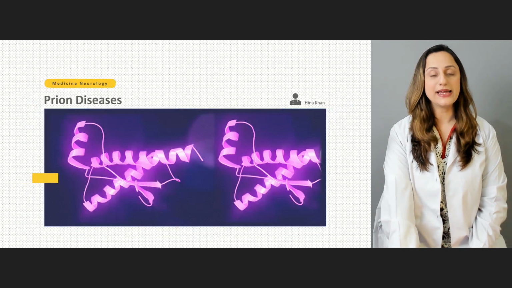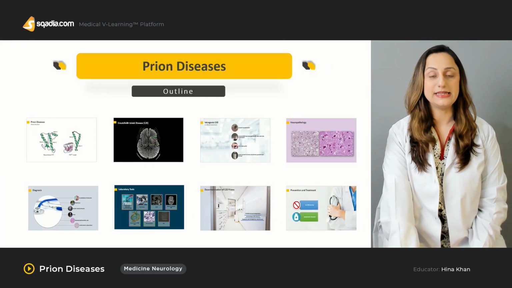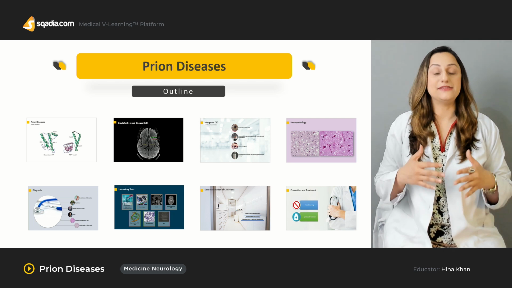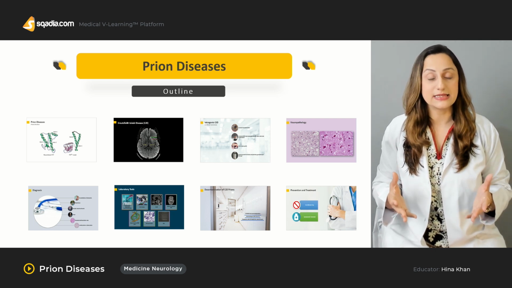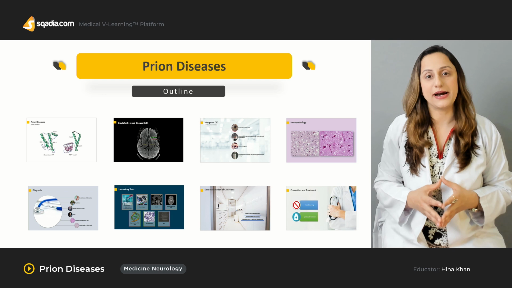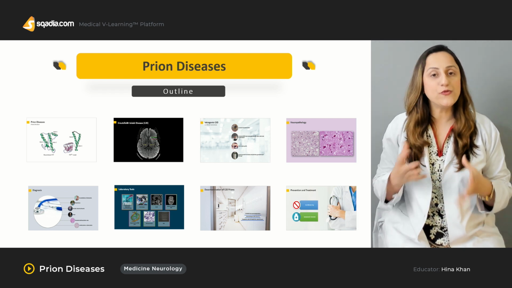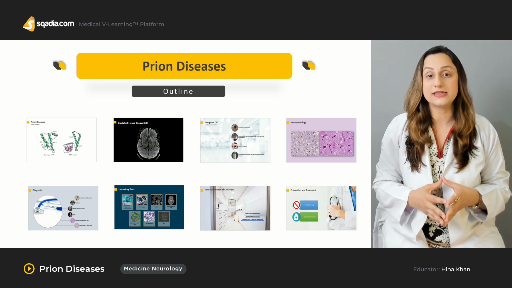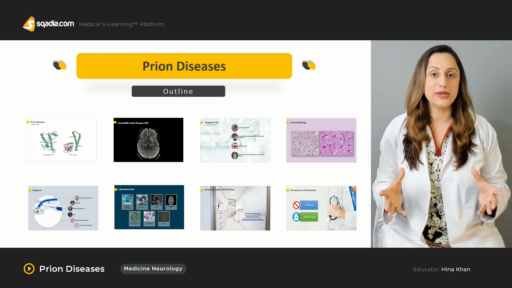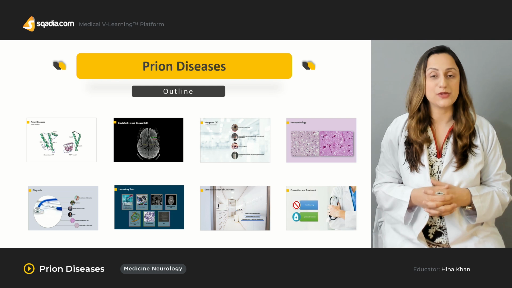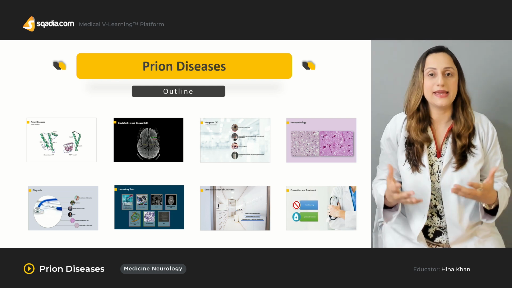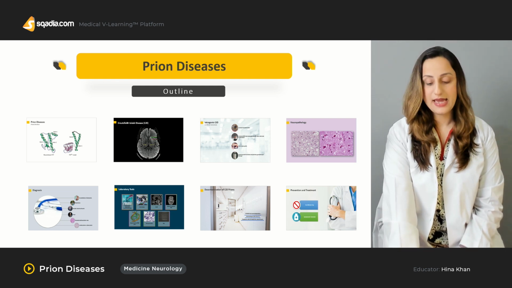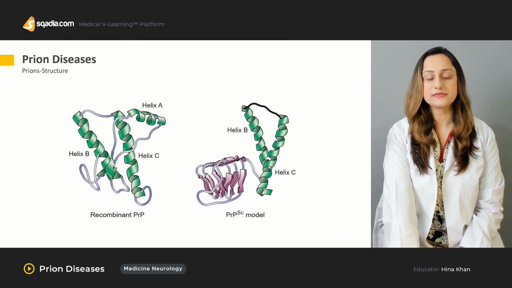So the outline for this lecture would include the pathophysiology behind the development of these Prion diseases, the epidemiology regarding the Prion diseases, and we will be moving on with the set of signs and symptoms, how do they develop, and what are the different variants of these prion diseases that we usually encounter when we carry out the outpatient department in the clinical neurology.